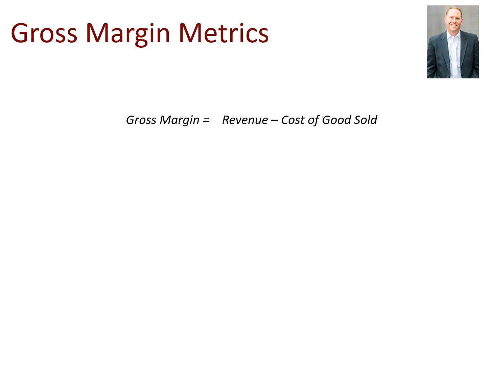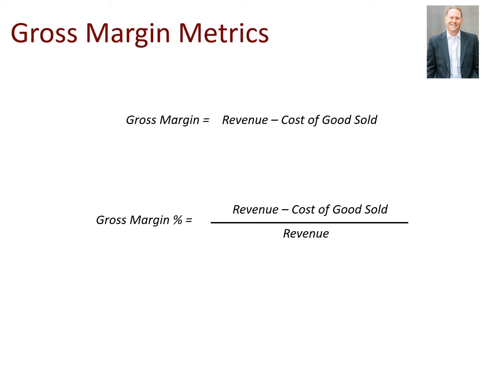Another gross margin metric that is important to track is our gross margin percentage. Here we take revenue minus cost of goods sold divided by revenue. That will give us our gross margin percentage for the time period that we're looking at. And we could also calculate this on an individual item. We basically take our sales price minus our cost of goods sold divided by our sales price. That would give us our gross margin percentage on that particular sale.